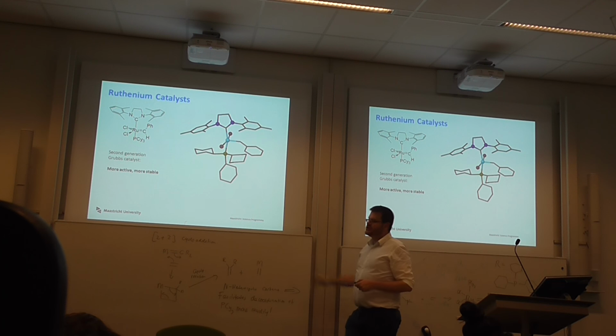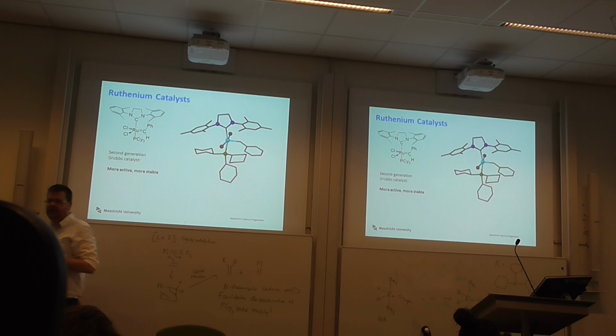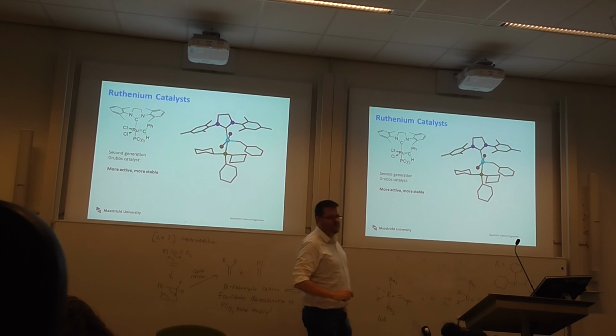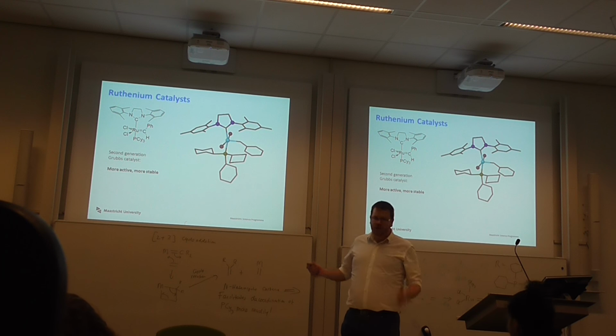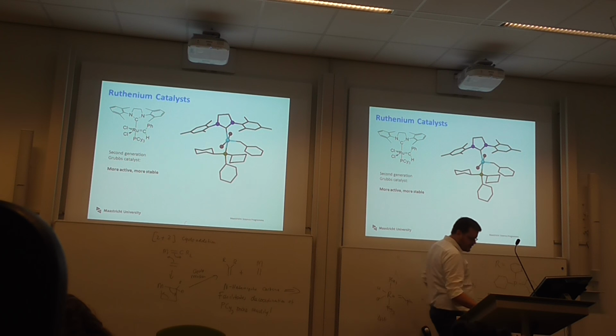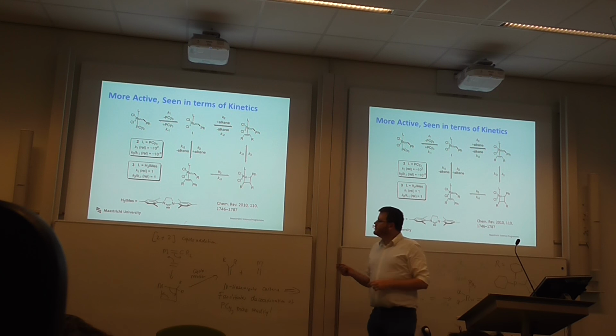The other advantage is it turns out that the thing is more stable. In other words, you can handle it longer in, let's say, the normal atmosphere. The tricyclohexylphosphine one was a little bit more prone to oxidation because phosphines tend to undergo oxidation to form phosphine oxide. So this guy: more stable, more active. Second generation Grubbs catalyst.